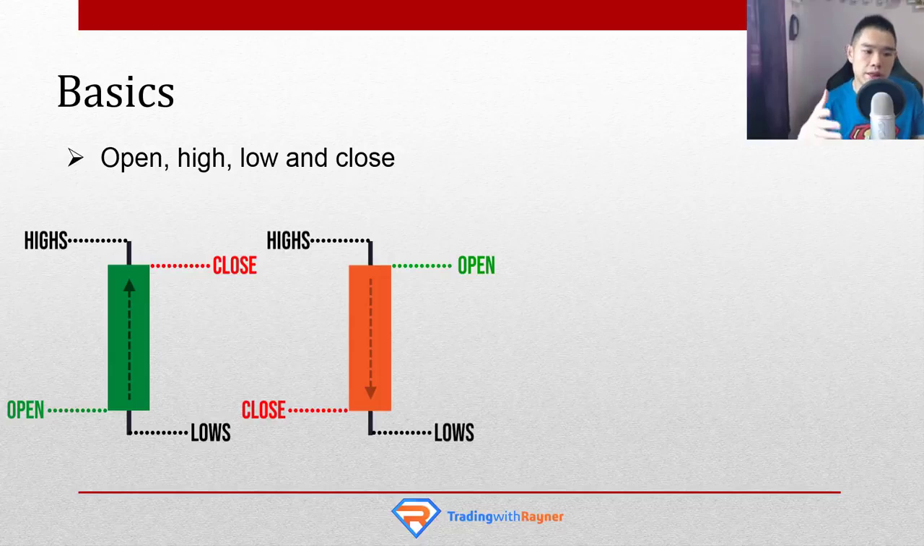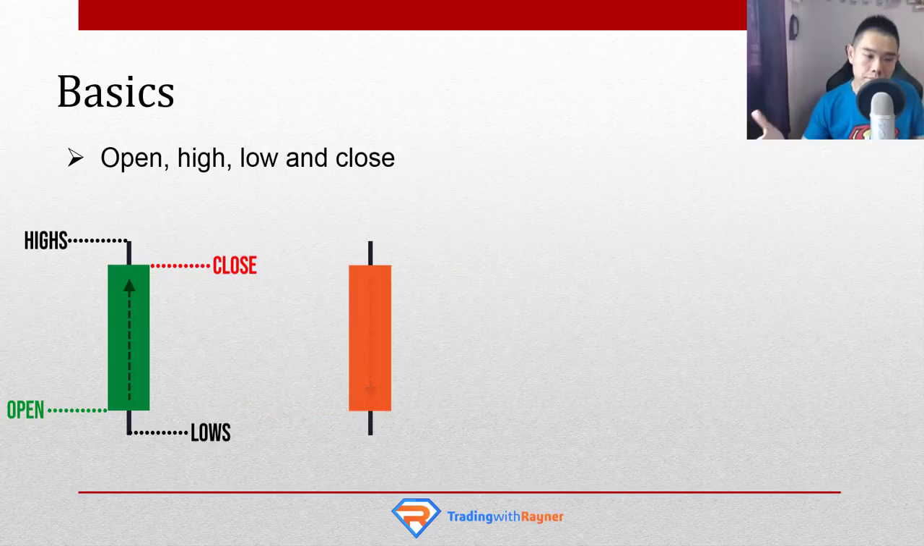So let's say you're looking at this on the 1 hour time frame. This is the highest price that the price made within the last 1 hour, and this is the lowest price that the price went to within the last 1 hour, if this is a 1 hour candle. So this is the basics of candlestick patterns and how to read them.